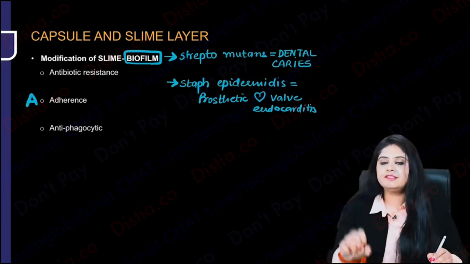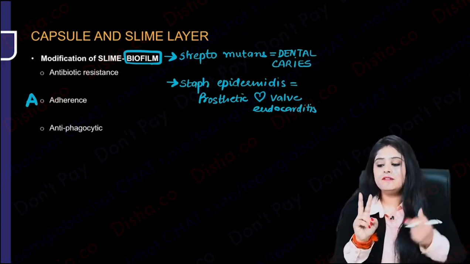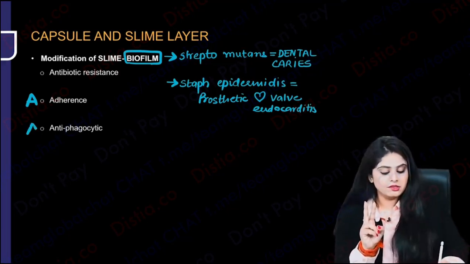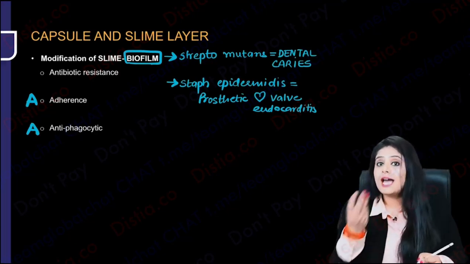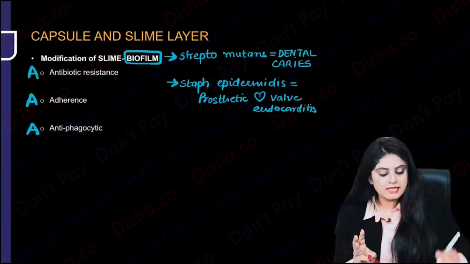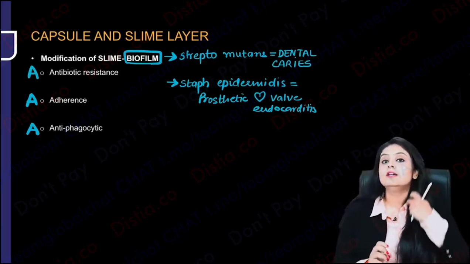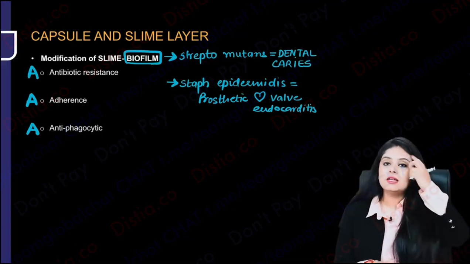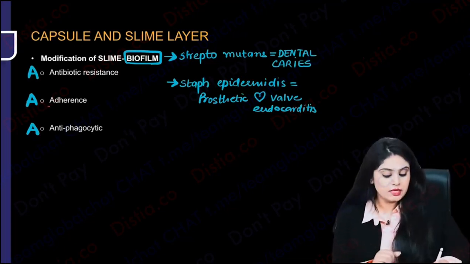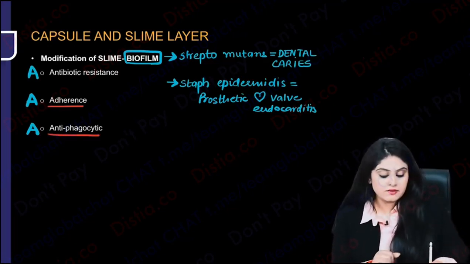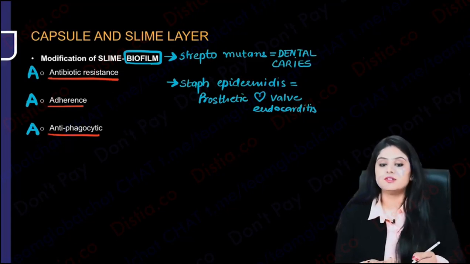Number one, it is going to help in sticking. The bacteria is going to stick to that place, adherence. Number two, if I try to go and eat it, phagocytosis, it will not let me eat it. It is antiphagocytic. Number three, if I give any antibiotic to kill it, it will not let the antibiotic kill it either. So antibiotic resistance. So please note everyone that number one, it helps in attachment. Number two, you will not be allowed to kill it, that is antiphagocytic. You will not even have the antibiotics kill it. Antibiotic resistance.